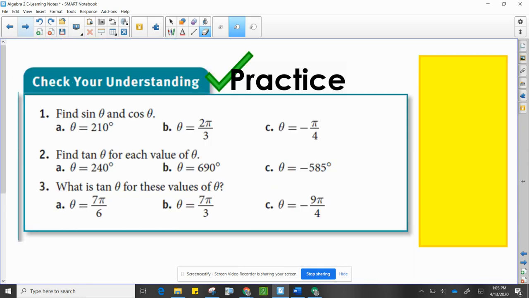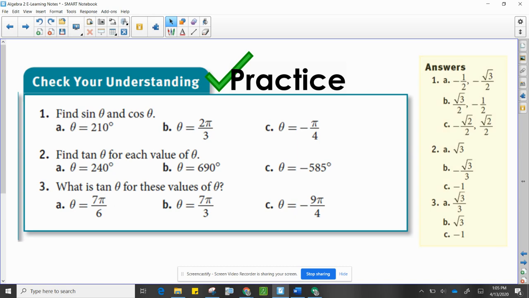So I have a couple practice problems here from your check your understanding from this lesson. So you're welcome to go ahead and try these problems. I would maybe pause the video, so try them on your own, and then press play again when you're ready to see the answers. Okay, so here are the answers for this. So you can see how you did.